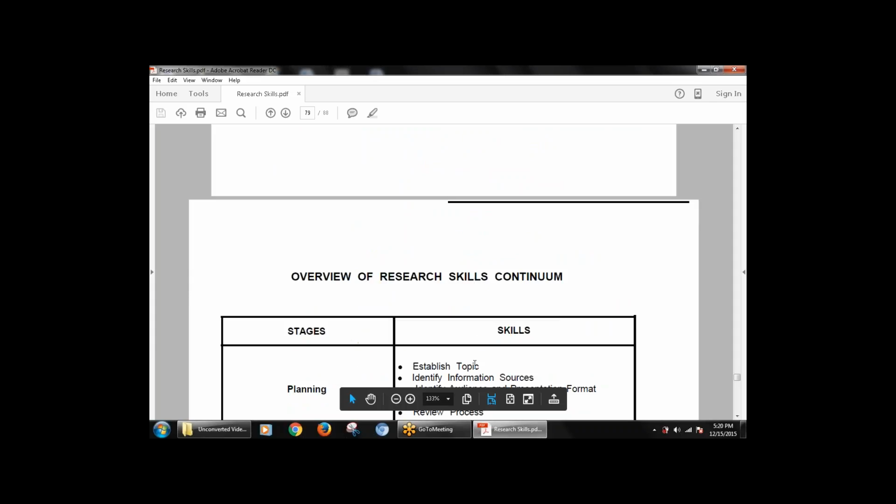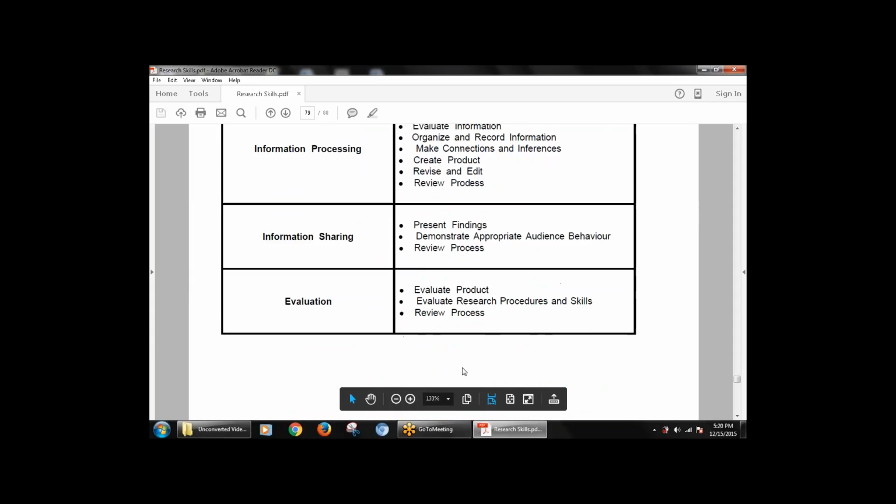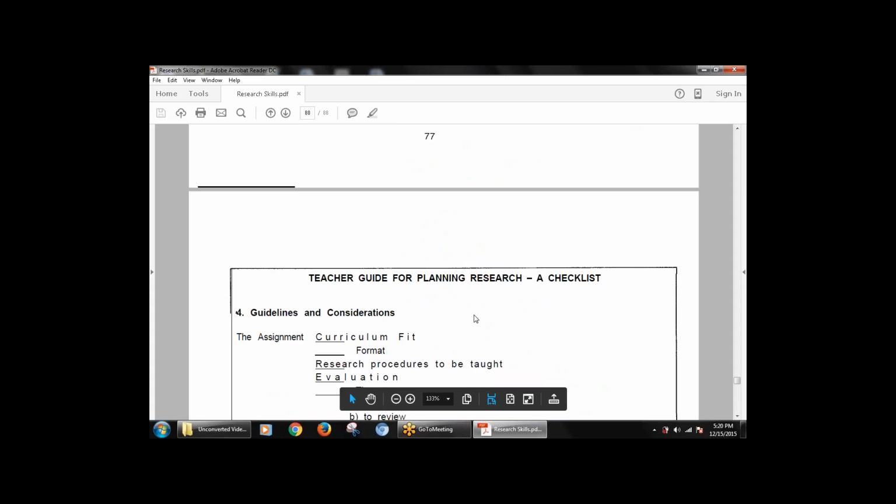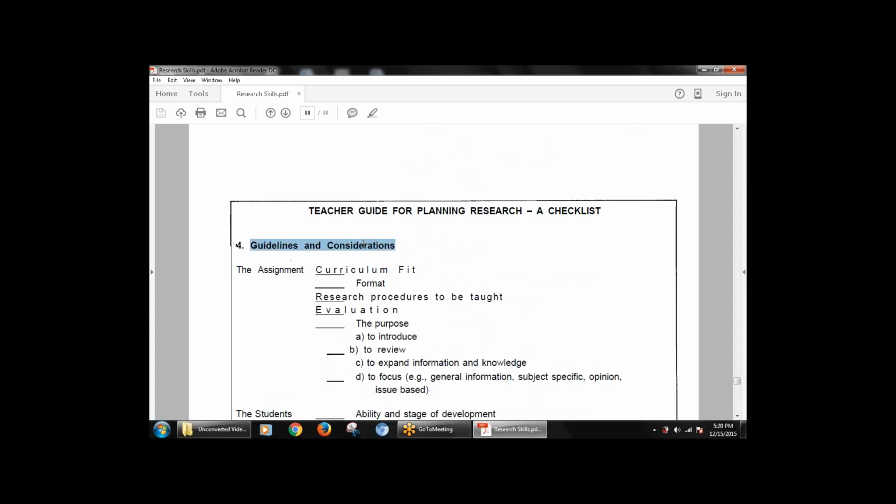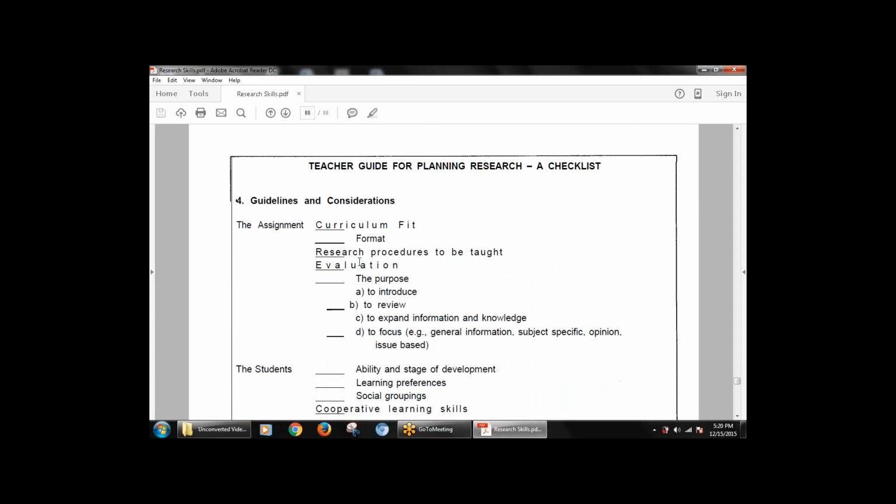Now, this is the overview of the research skills continuum, that is, the various skills required for the research. Next is the teacher guide for planning research. That is a checklist, the guidelines and the considerations: the assignment, curriculum fit, format, research procedure, evaluation, that includes the purpose, to introduce, to review, to expand the knowledge and the information, to focus. So these are the parts of the guidelines and the considerations.